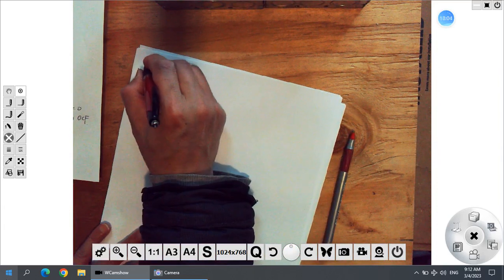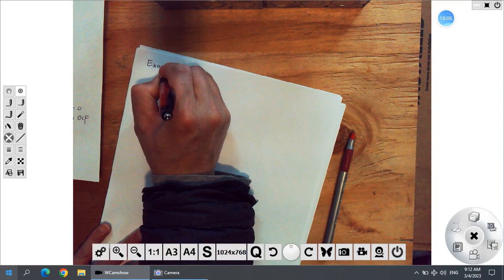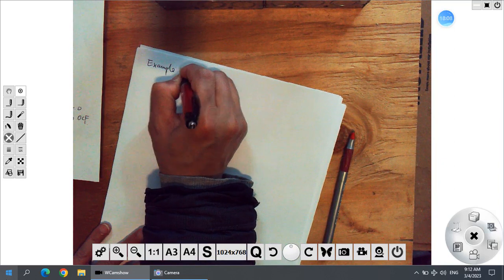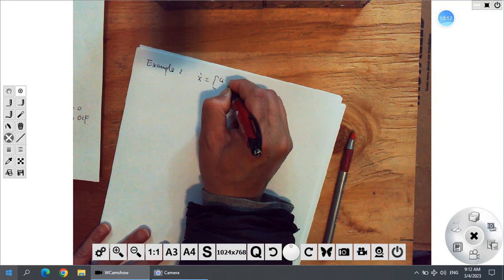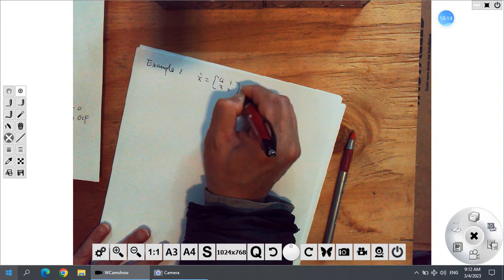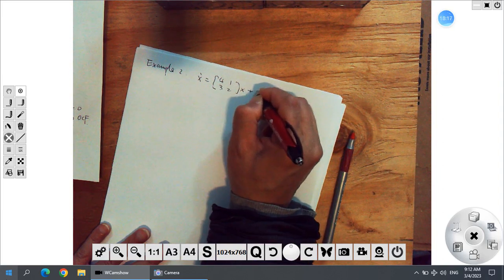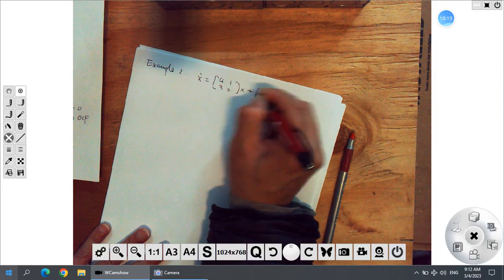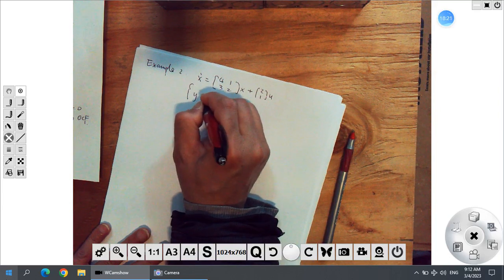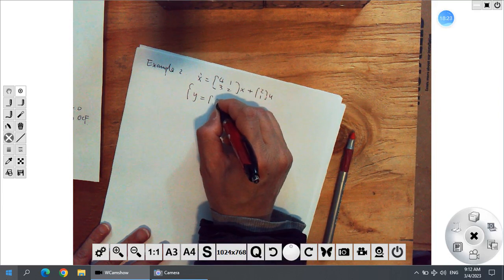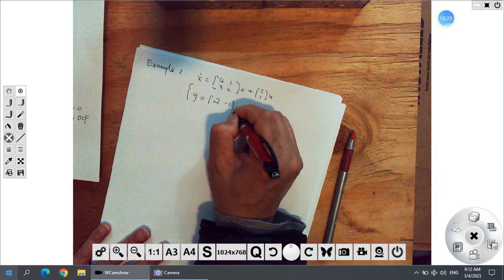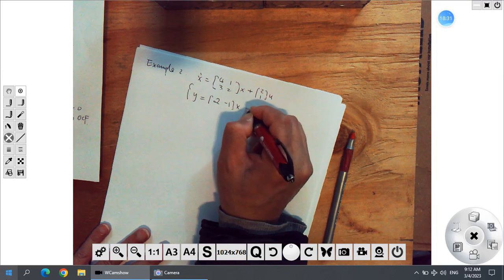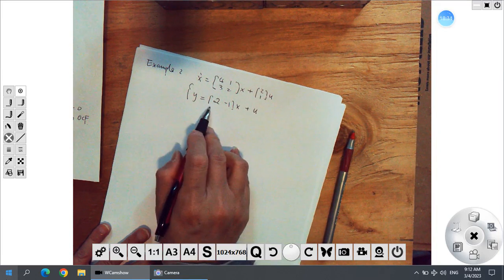Example 2. x dot equals, I still use the same A, 4132, times x plus 21 u, but I use a different C. For C I put 2 and -1. Is this good? Hopefully. If it is not good, I will change this value here.